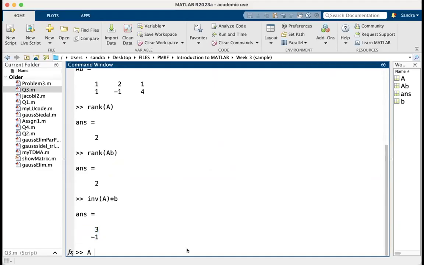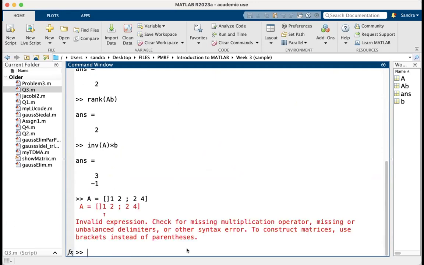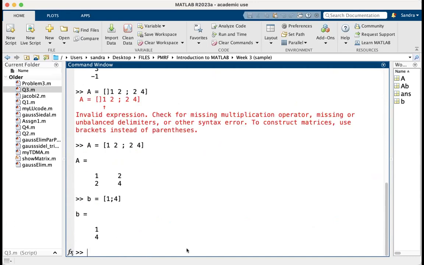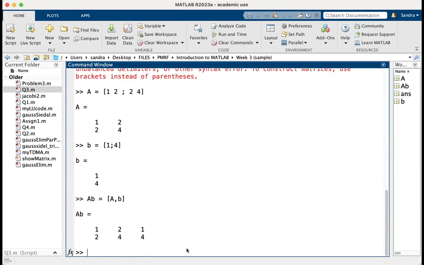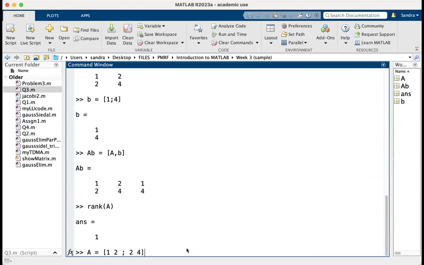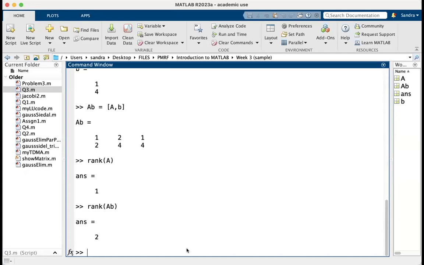Okay, now A is equal to [1, 2; 2, 4]. Okay, now B is equal to [1; 4]. And I have written the augmented matrix. Let me find the rank of A. Rank of A is 1 and rank of the augmented matrix is 2.